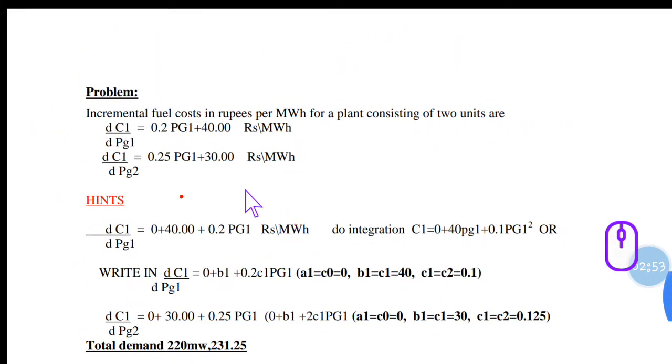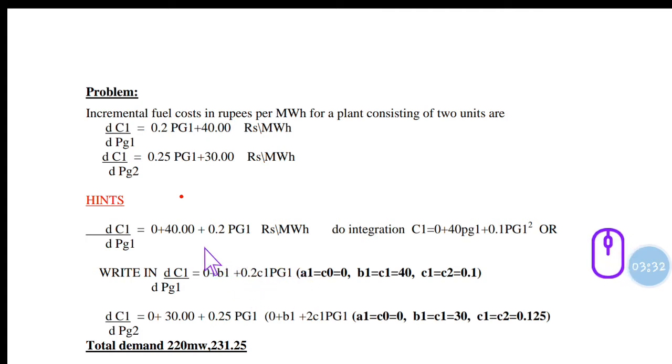This is the problem they have given, so differentiation will be there. If you do integration, you get 0 plus 40 Pg1 plus 0.1 Pg1 square. Either you can do integration, or the same equation you can write as b1 plus 2c1 Pg1. Here it is not 0.2, it is 2c1 Pg1. So b1 plus 2c1 Pg1.